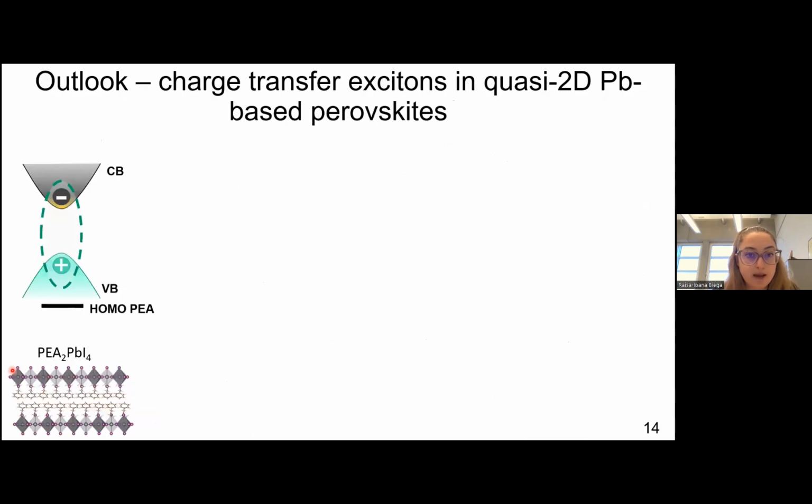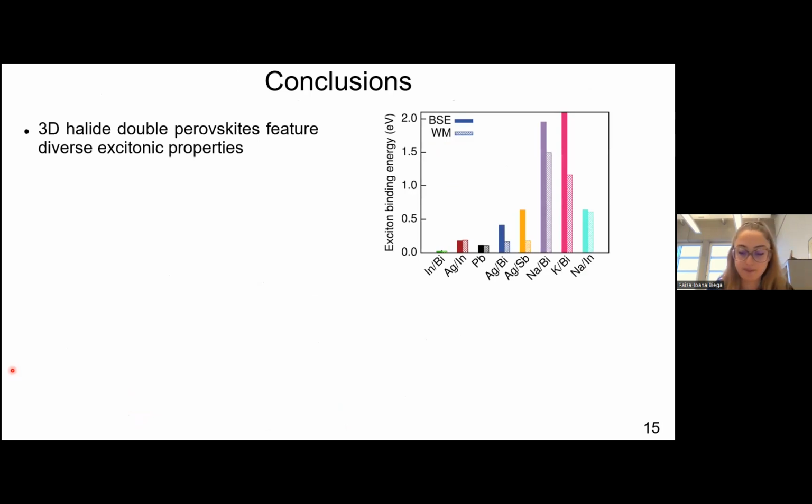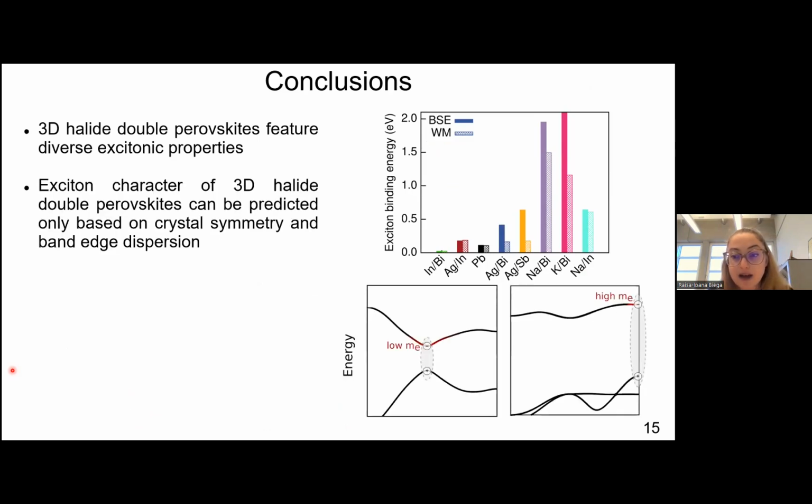So I'm going to skip the outlook because I am a bit late, and just conclude now and say that I have tried to show you how we calculate excitonic properties. I showed that the 3D perovskites have very diverse excitonic properties, but now we can understand them, and we can basically predict them only based on the crystal symmetry and the band edge dispersion.